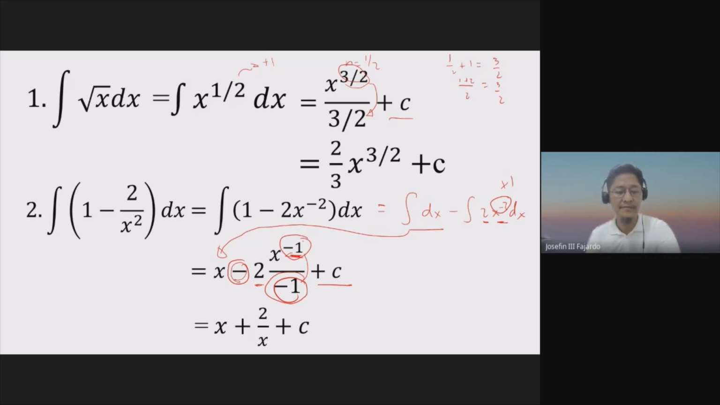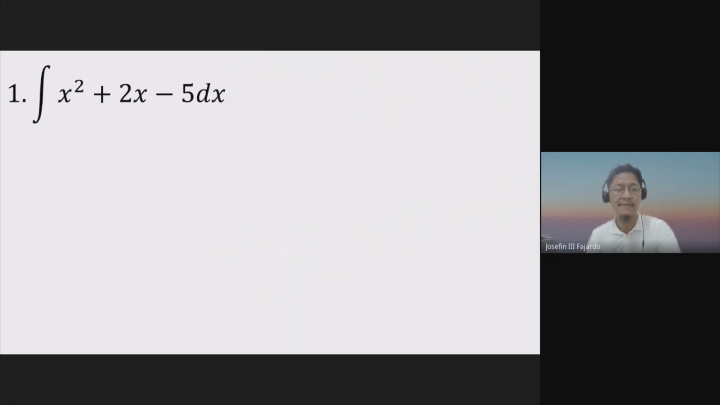Sino po? May tanong. Wala. Okay, so let's continue. Ito naman. Paano naman kapag ganito? Sige nga, try nyo nga to. Anyone?